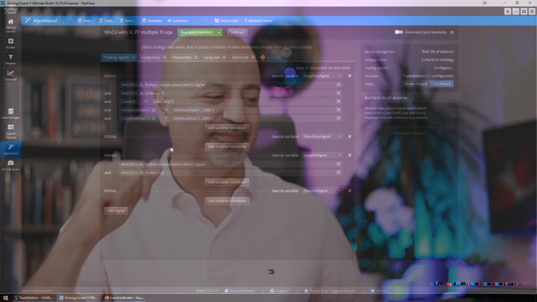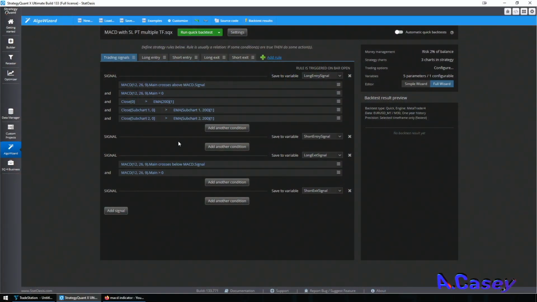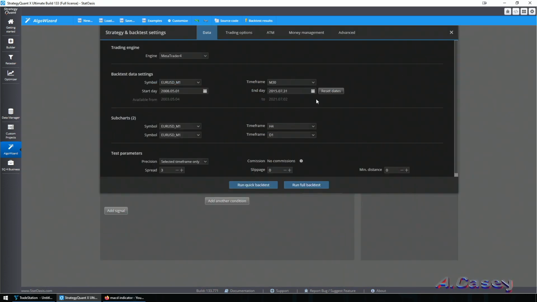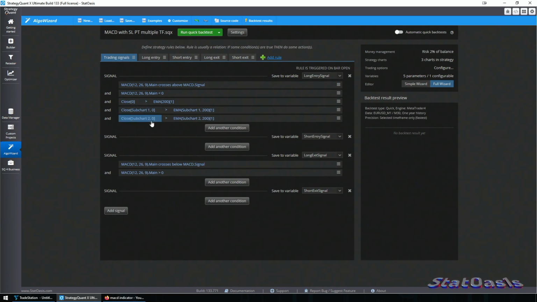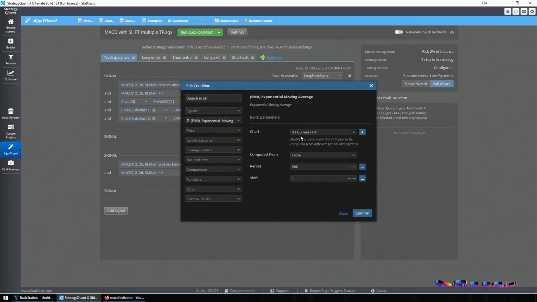More advanced people in those videos say, well, don't use the MACD like this, you'll lose money. You should use it with a higher time frame, which is also good advice. But let's test that theory. So here now we have exactly one of the videos, the rules. We have 3 charts. As per the recommendation of that video, we trade on the 30 minutes, and then we look at higher time frames, which is the 4 hours and the daily. And then the 4 hours and the daily have to be above the 200 EMA. So that's what I did.